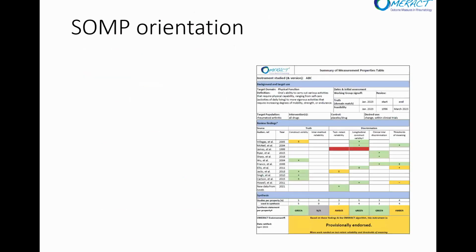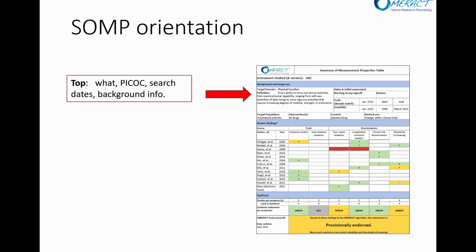So let me orient you to the SOMP. And the first thing you'll notice is that we now have sort of 3 sections divided by blue bars. And the top section is sort of the background, the PICO. What instrument are you actually looking at? What version? What is your domain definition that you're supposed to be able to measure with this instrument? And some of the background information on the population, the typical interventions, and how you want to be able to use this. It also, in this section, tracks some of the information that we'll go over in a little bit more detail that has led up to this step.